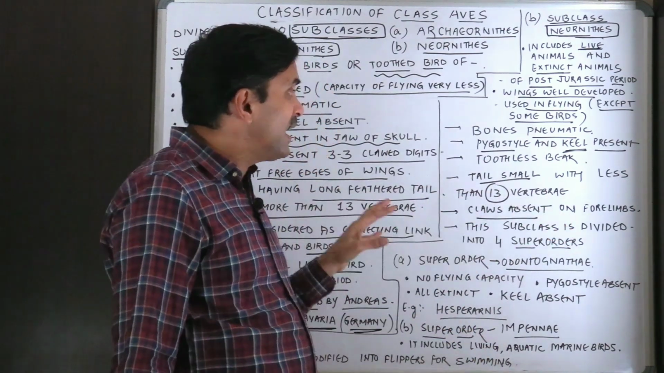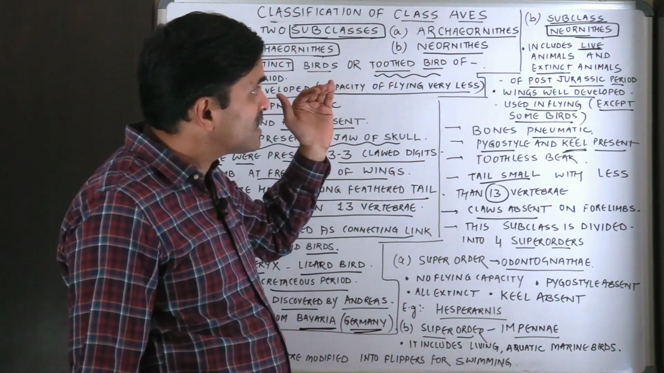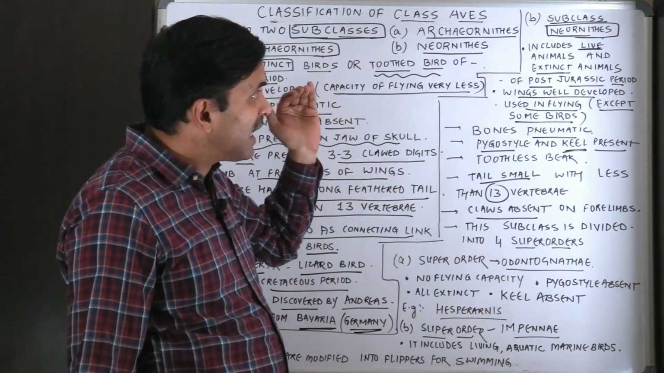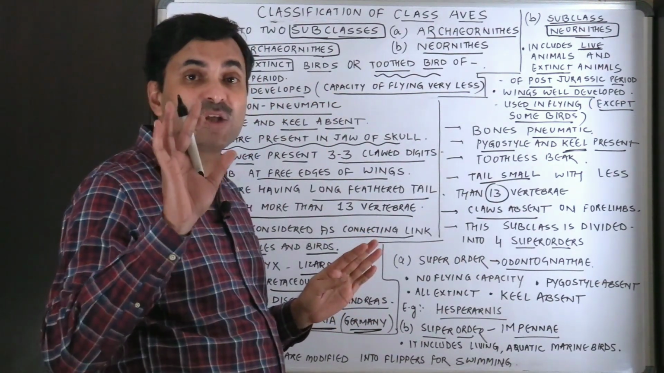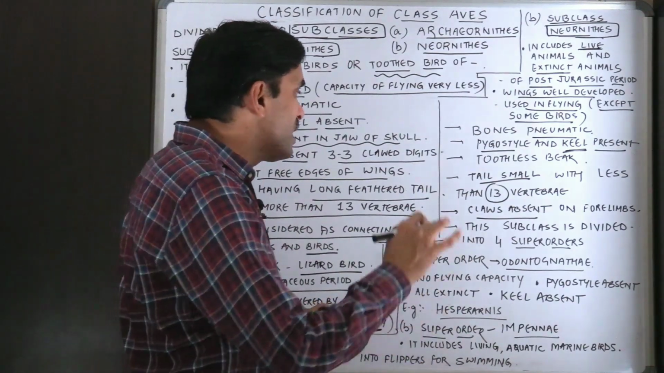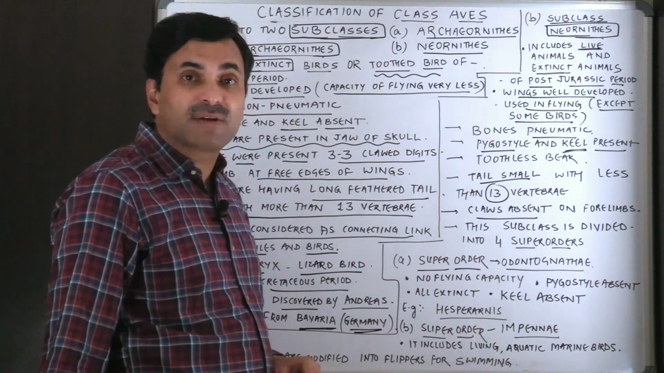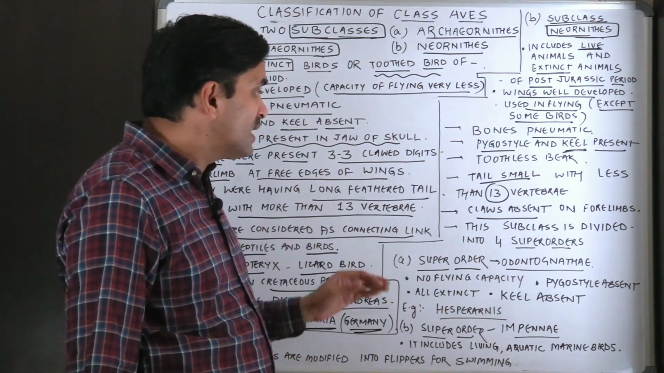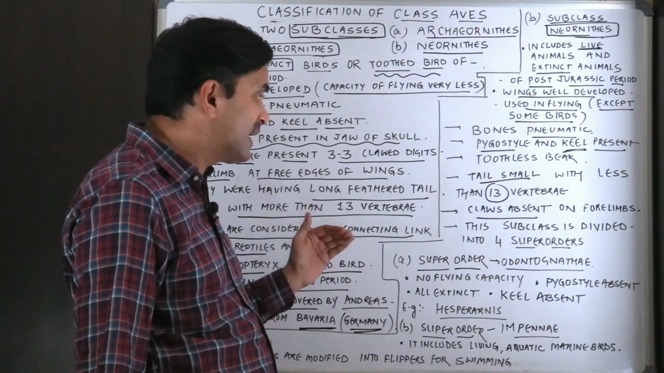All right, and remember this thing, this subclass Neornithes, where the live birds as well as the extinct birds are included, has been divided into how many superorders? It has been divided into 4 superorders, and out of that the first superorder is Odontognathae.